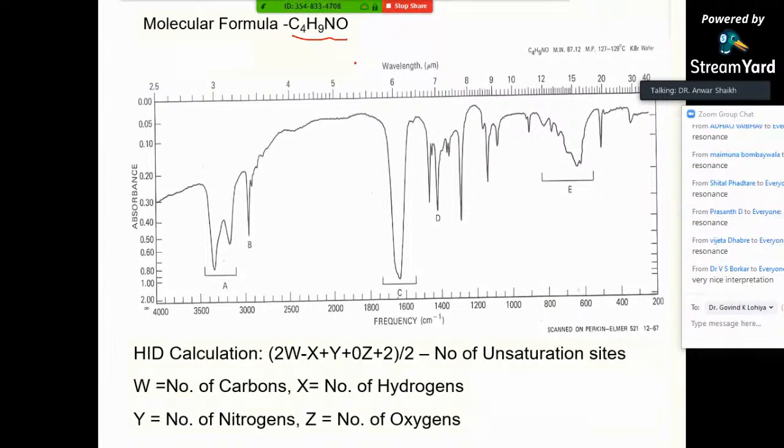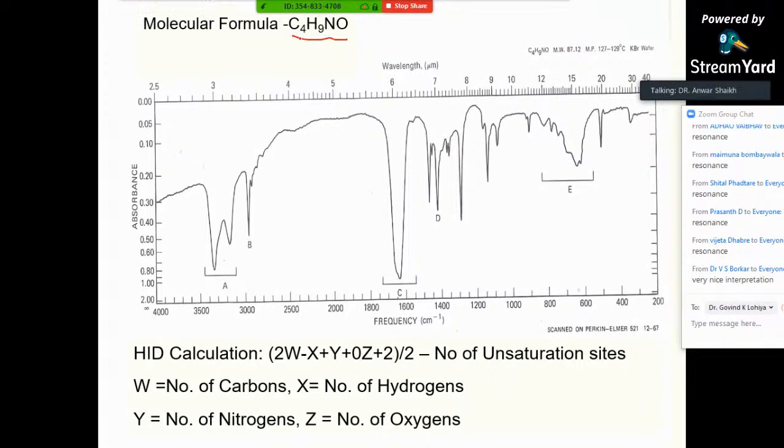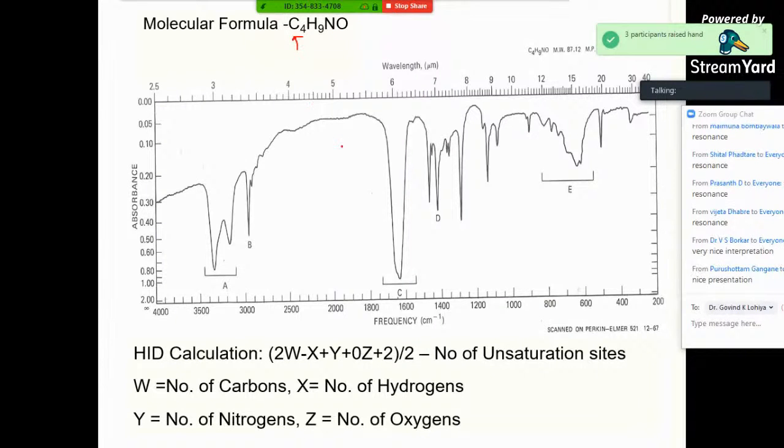So here, if you just calculate the degree of unsaturation of this compound using this formula, (2C minus H plus nitrogen plus 2) divided by 2, you will get about 1. So what does that indicate? There are only 4 carbons in this molecular formula, so it cannot form an aromatic ring. So this compound is not aromatic.